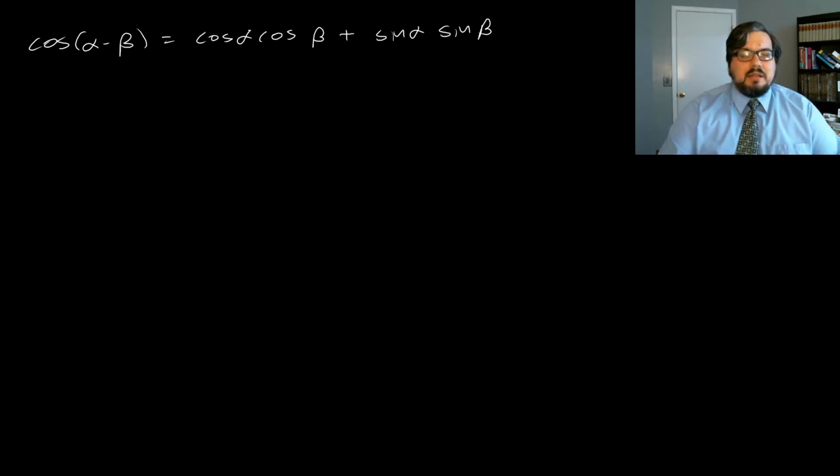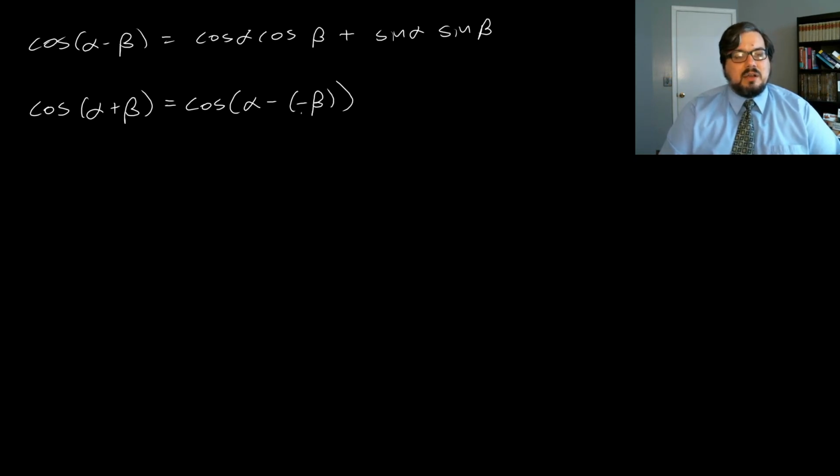All right, so then let's see, what about cosine of alpha plus beta? This one is not too hard to do because we can always write an addition as a subtraction of a negative. So cosine of alpha plus beta is cosine of alpha minus negative beta. And we have the formula for cosine of a difference. So this will be cosine of alpha times cosine of negative beta plus sine of alpha times sine of negative beta.